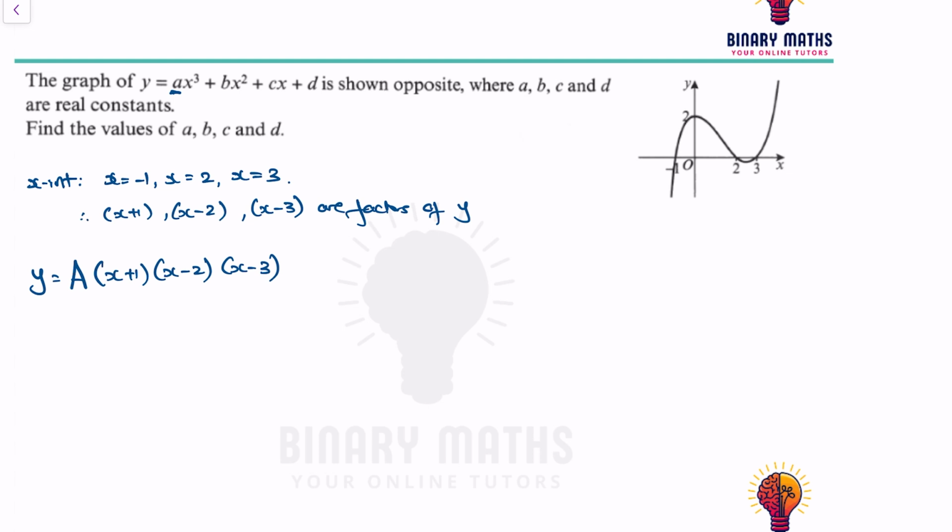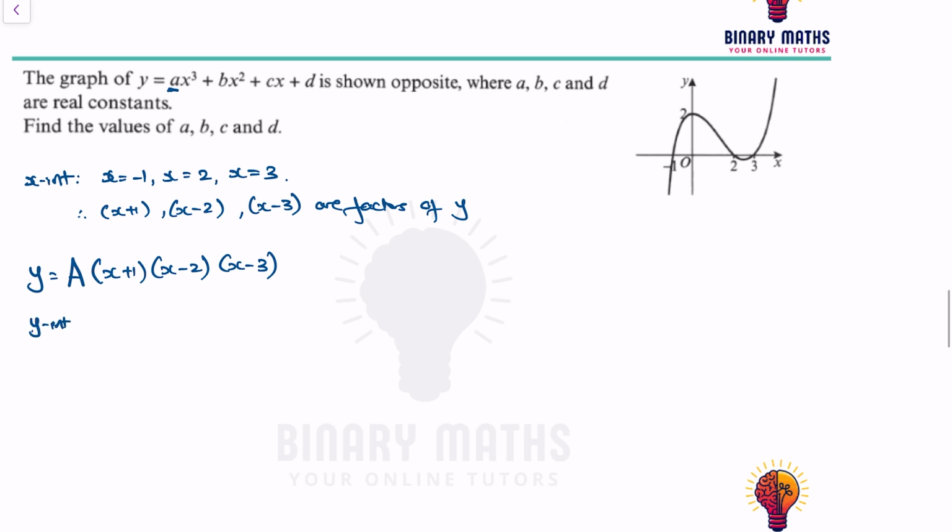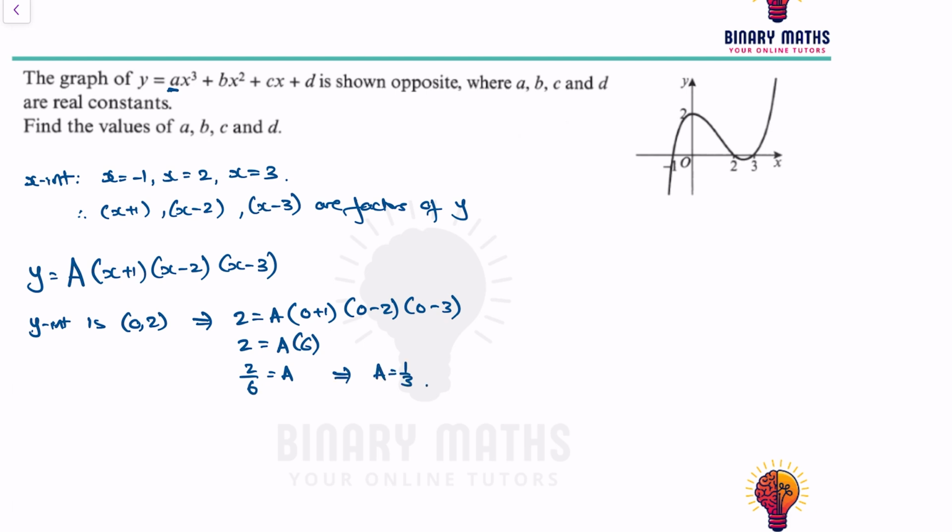Okay, but we also know that the y-intercept is (0, 2), which implies that if I substitute (0, 2) into this, I'm going to get my value of a. So 2 is equal to a times (0 plus 1) times (0 minus 2) times (0 minus 3). So 2 is equal to a times 1 times minus 2 times minus 3, which is 6. So a must be equal to 2 over 6, which implies a is equal to a third.